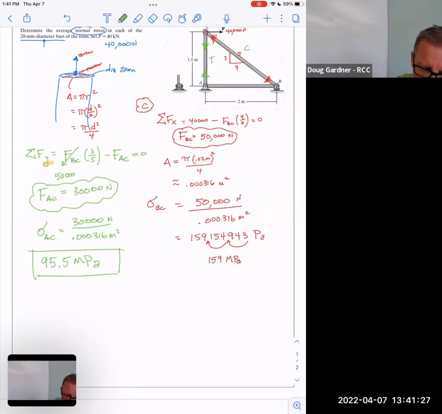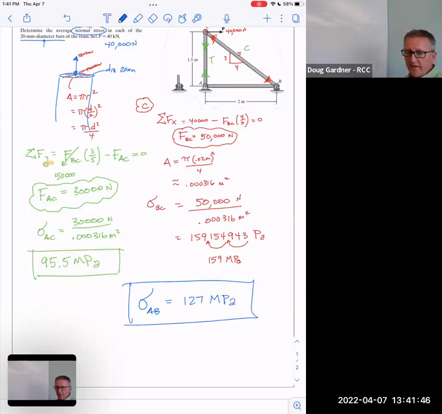I'll just write the last one down without doing it because we're not going to learn anything new by proceeding, but if you're curious, and want to check it for yourself, AB turns out to be, in the middle, 127 megapascals. But of course, I'd have to proceed to a new joint now for that one. Does it make sense?